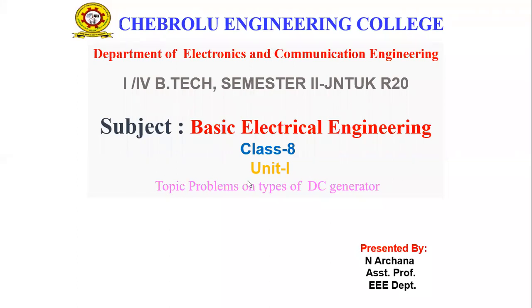Today we are going to discuss problems on types of DC generator. In the previous class we discussed the types of DC generators, that is, the classification of DC generators. How many types of DC generators are there? Depending upon the excitation, they are classified into two types: self-excited generator and separately excited DC generator.